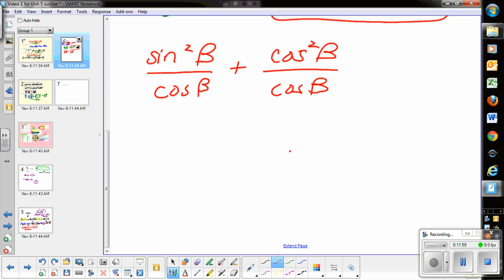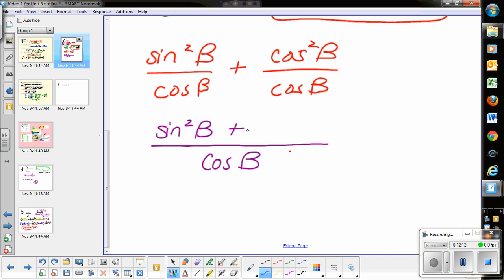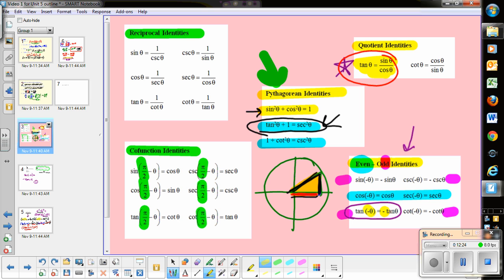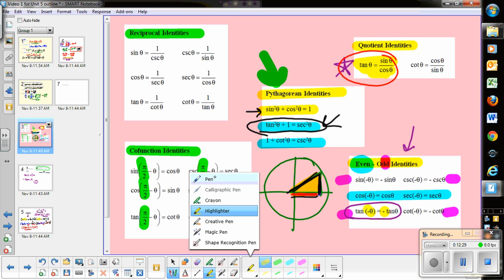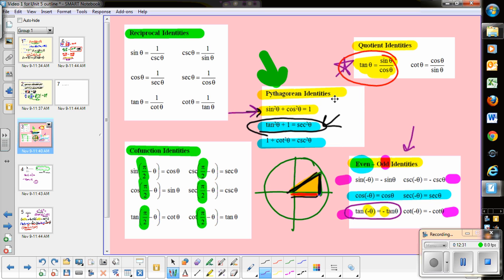Okay, then look at this. I've got a common denominator. So I can go ahead and add those fractions. That common denominator is just going to stay there. And I have sine squared plus cosine squared. Now that rings some bells. Maybe not for you yet, but for me, that part on the top that I'm highlighting is super famous. Look back at our identities. Where is it? Do you see it? It's right there. It's right here. Yeah. Sine squared plus cosine squared equals 1.